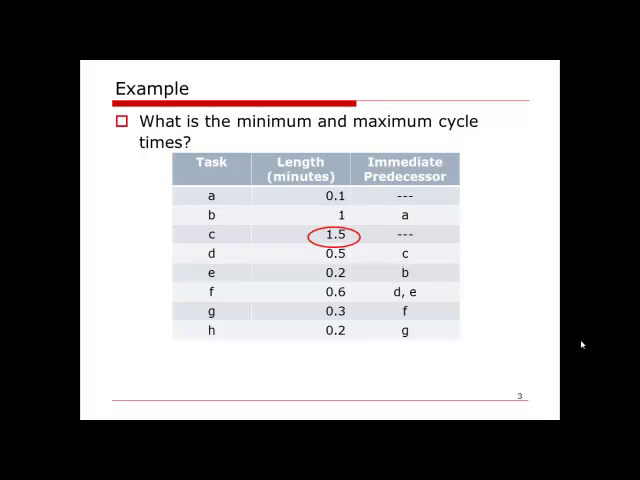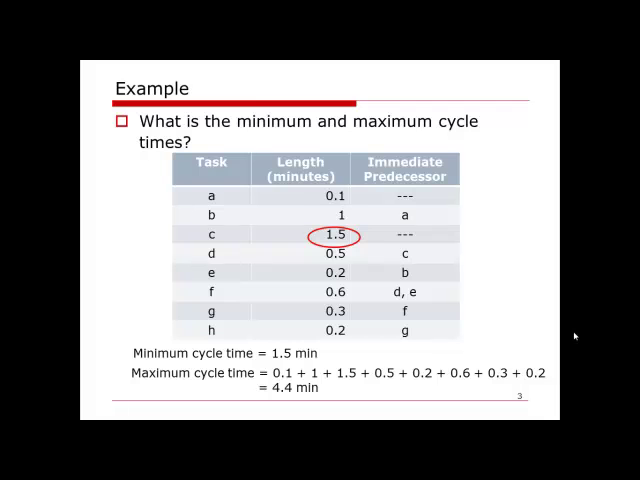So the longest task time is 1.5 minutes. So this is the minimum cycle time, 1.5 minutes. And the maximum cycle time, as we mentioned, is the sum of all these task times. So we add them up and get the maximum cycle time equal to 4.4 minutes.